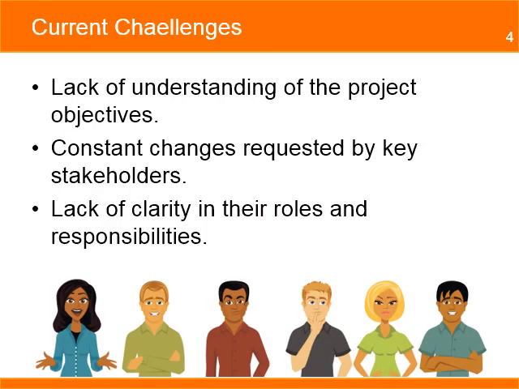In the meeting, team members take turns to describe some of the challenges they're facing now. They vary from a lack of understanding of the project objectives, the constant changes requested by key stakeholders, to the lack of clarity in the roles and responsibilities. As a project manager, you take notes of all those issues, and from the list, you ask the team which one of these problems is the most critical.